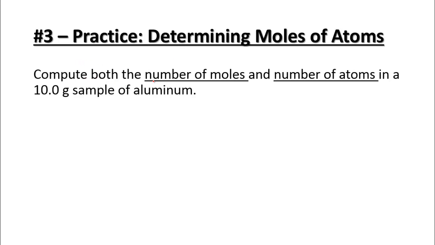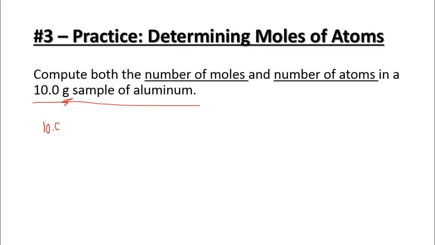Here we're looking to compute the number of moles and the number of atoms of a 10-gram sample of aluminum. By now, from last year in chemistry, we should know that grams, mass, is something you can convert into moles, and you can also convert it into atoms. So let's go ahead and do our two calculations here.